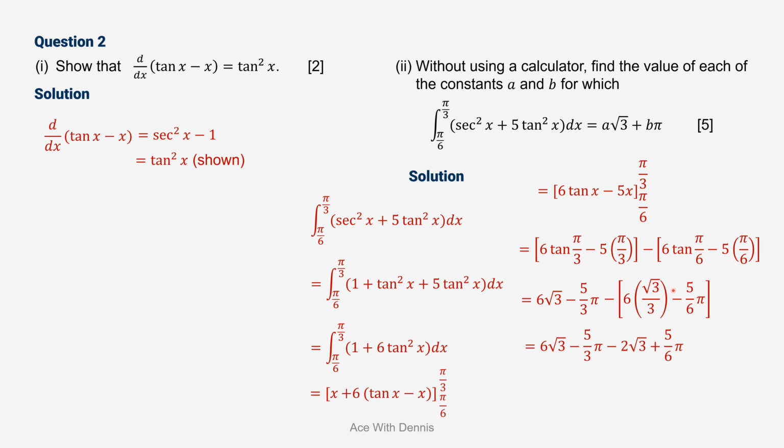Now we can expand the bracket. So 6 root 3 minus 5 over 3 pi. When we simplify here, 6 divided by 3, you get 2. So it's 2 root 3. Then expand, we get minus 2 root 3, then plus 5 over 6 pi. Right, 6 root 3 minus 2 root 3, we'll get 4 root 3. Minus 5 over 3 pi plus 5 over 6 pi, we'll get negative 5 over 6 pi. Right, so we compare this with this, we'll get that a equals 4 and b equals negative 5 over 6.